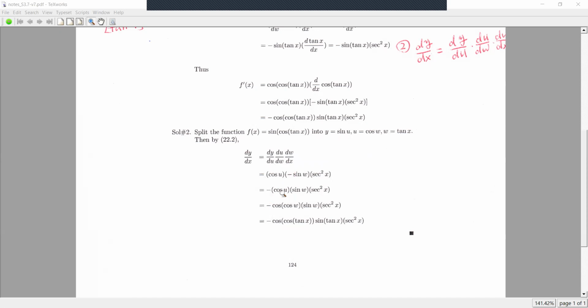Now, delete the intermediate variables. U is equal to cosine of w. I plug in cosine of w in the u here. Then I have this equation. Now, delete w. W is tangent of x. Plug in tangent of x in the w here. Then I have this equation. This is the result of derivative of this function.